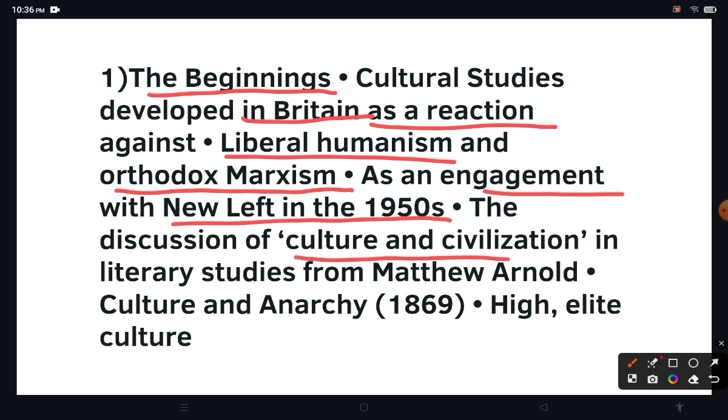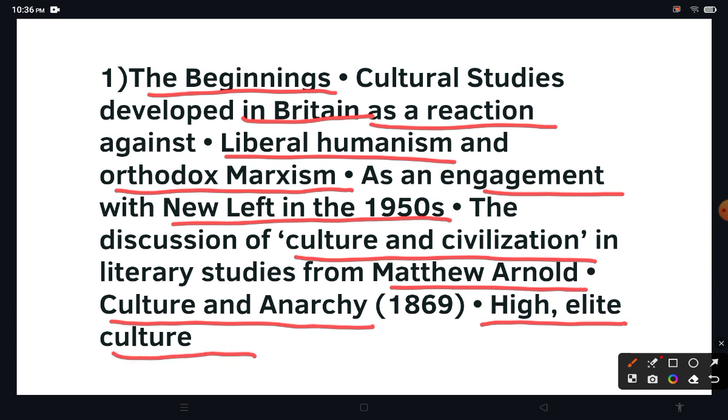The discussion of culture and civilization in literary studies came from Matthew Arnold's work Culture and Anarchy, where he discussed high and elite culture. This is important: it was published in 1869, where he said that the elite's culture, the high culture, the culture practiced by the elite people, is the main culture, the real culture. So he rejects the working class culture, the lower class culture, and says the real culture is the elite culture. And from there the discussion of culture and civilization came.